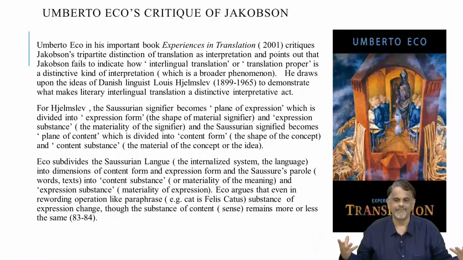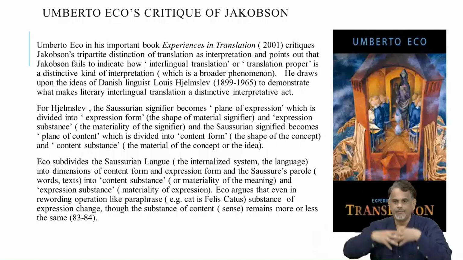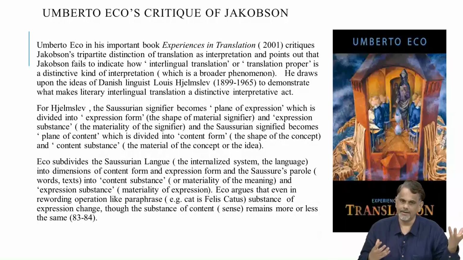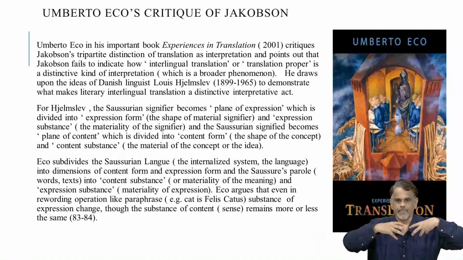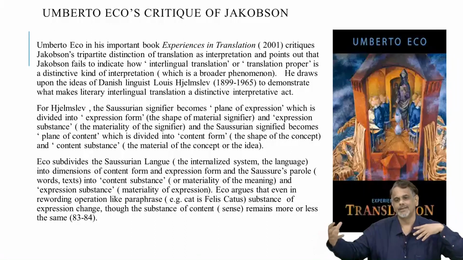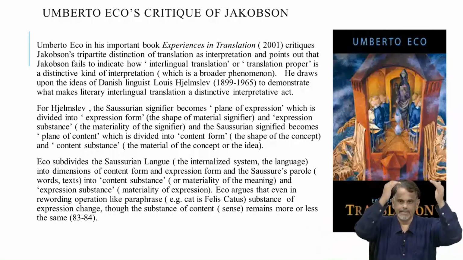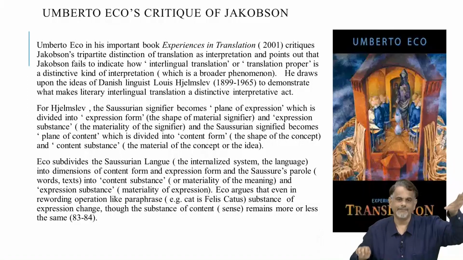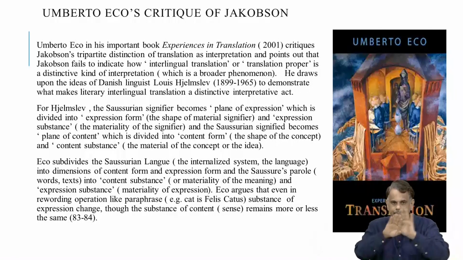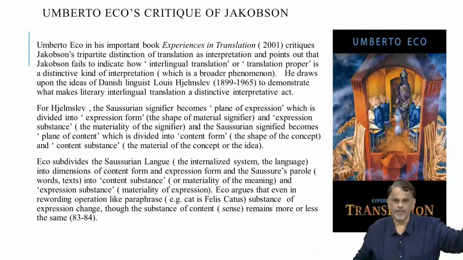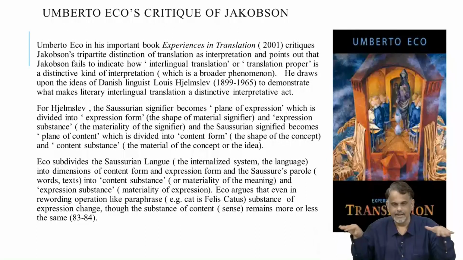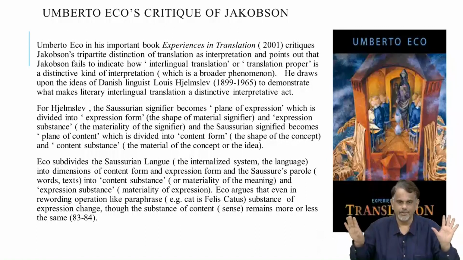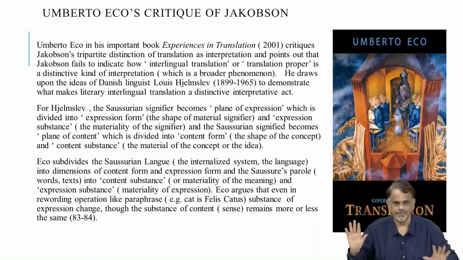the Saussurean signifier-signified dichotomy into a fourfold distinction, and Hjelmslev says that the signifier is the plane of expression and the signified is the plane of content. Now, these two levels are subdivided. So, the plane of expression or plane of signifier is subdivided into expression form and expression substance, and similarly the plane of content or plane of signified is also divided into two, content form and content substance.